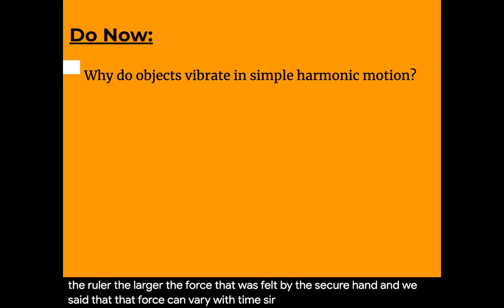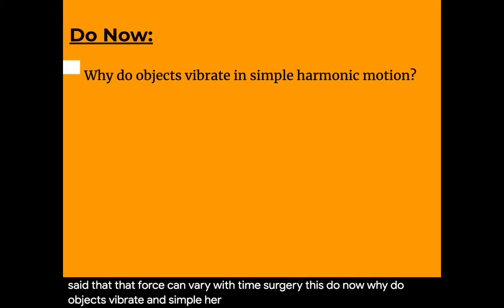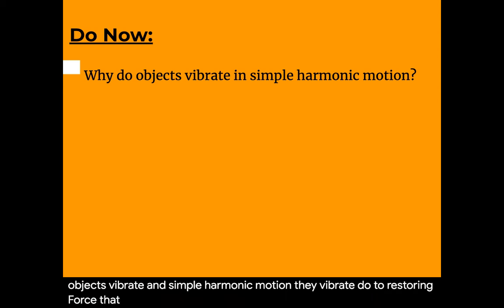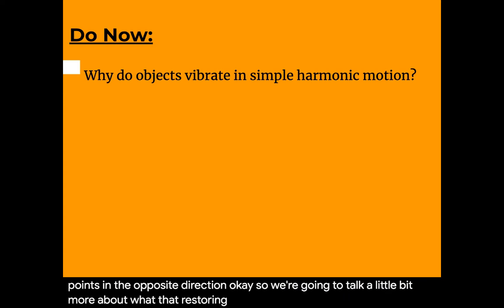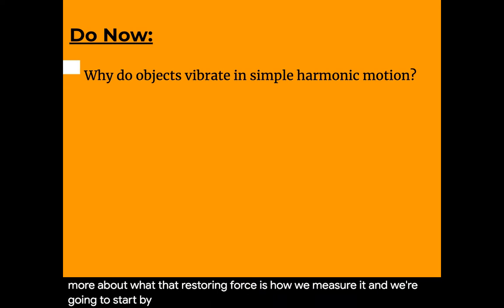So the answer to this do now, why do objects vibrate in simple harmonic motion? They vibrate due to a restoring force that is nearly proportional to the displacement of the object and points in the opposite direction. Okay, so we're going to talk a little bit more about what that restoring force is, how we measure it. And we're going to start by investigating the restoring force in a spring mass system.